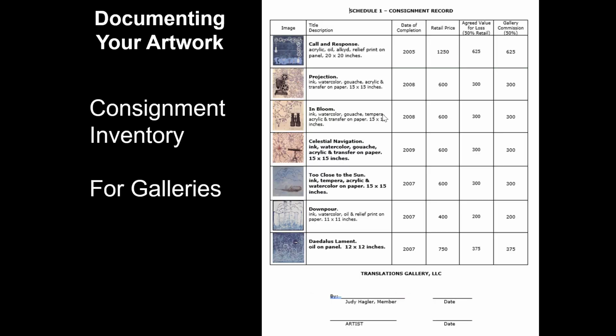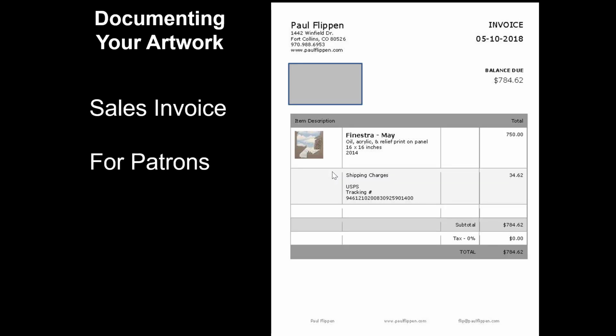Once you've created your artwork inventory, it will be simple to convert into things like a consignment record that you can drop off at a gallery. You can modify the fields as needed, and you'll have all the technical information ready to go. It'll also make creating sales invoices a breeze. Just enter the name and address of your patron, add in shipping, always make them pay for shipping, and print it out.